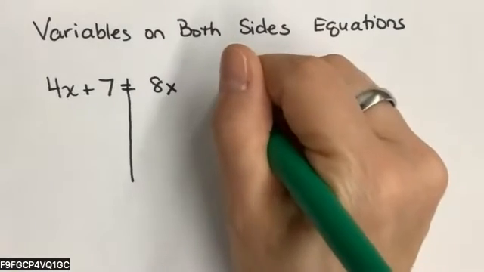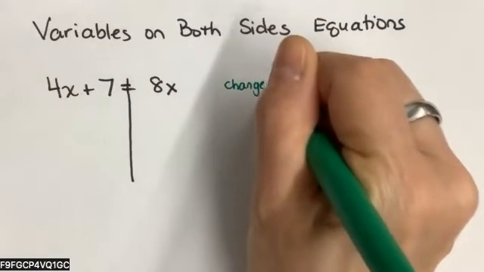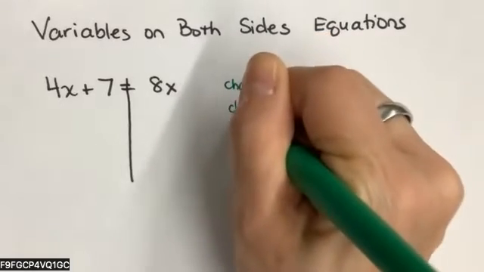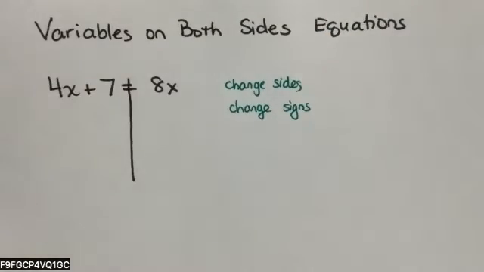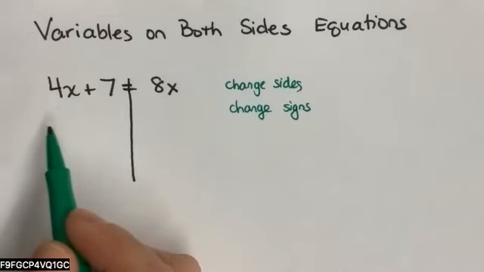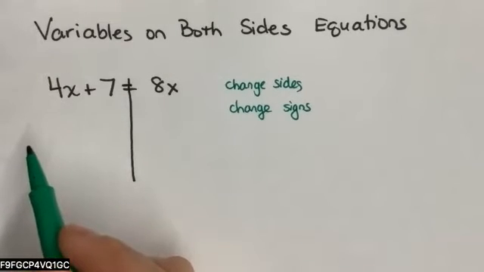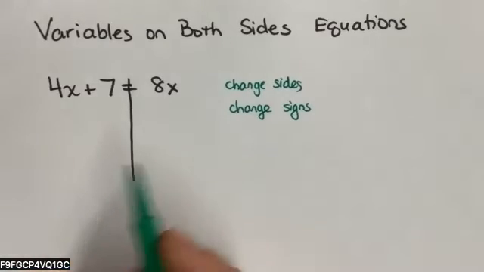And that's where our change sides, change signs strategy comes in. If I need to get those two x's together, one of them has to change sides. And if they change sides, that means they have to flip over the wall. And flipping over the wall means changing signs. Now, I know a lot of us like to keep our letters on the left. The L's go together. So let's do that, just because it's going to give us something interesting to look at.